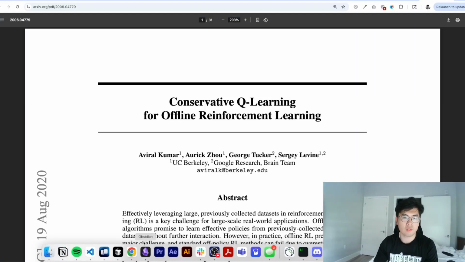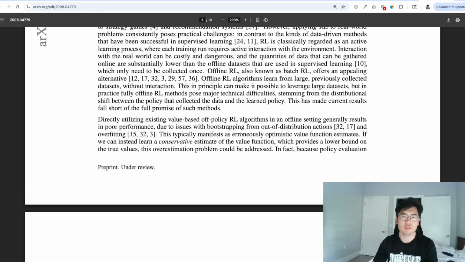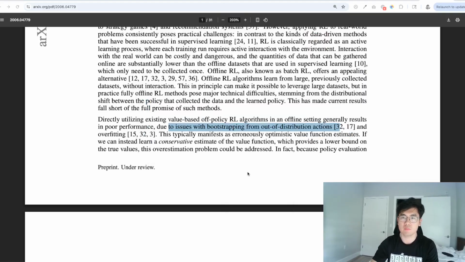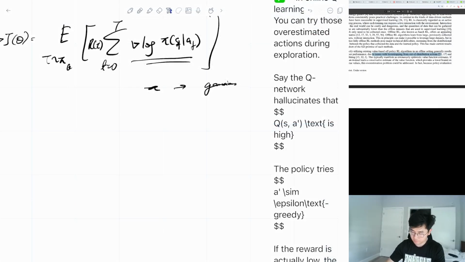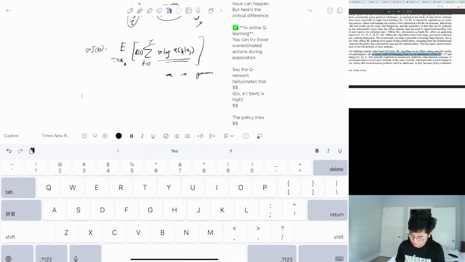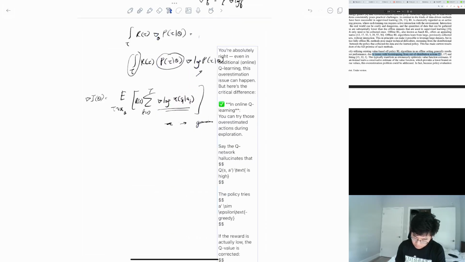Okay, we're just gonna reconsider Q-learning. Bootstrapping from out of distribution actions. Okay, so this is very important to understand, right? So let's get a quick refresher on what bootstrapping is about. So I have my iPad here.